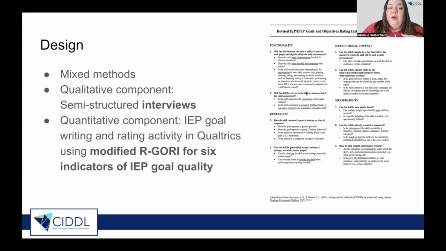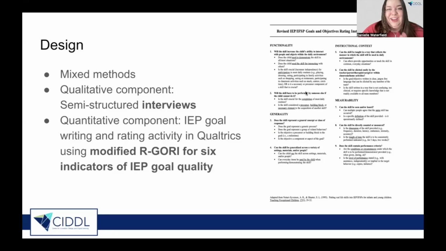And then they rated it for 6 indicators of IEP goal quality using the revised IEP IFSP goals and objectives rating instrument. We made a modified version of this based on a previous study that we implemented into the Qualtrics survey for them to do the rating, but it was most of these indicators that you see on the screen. So they did that first, and then they did that activity essentially again, but with specific directions on how to fill out a prompt to generate an IEP goal using generative AI.